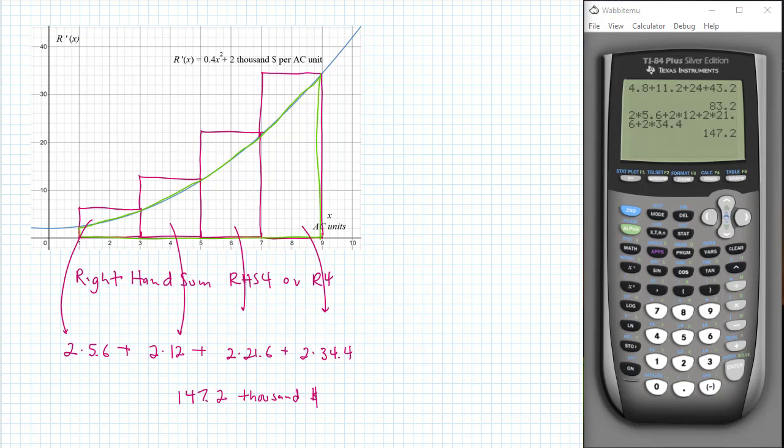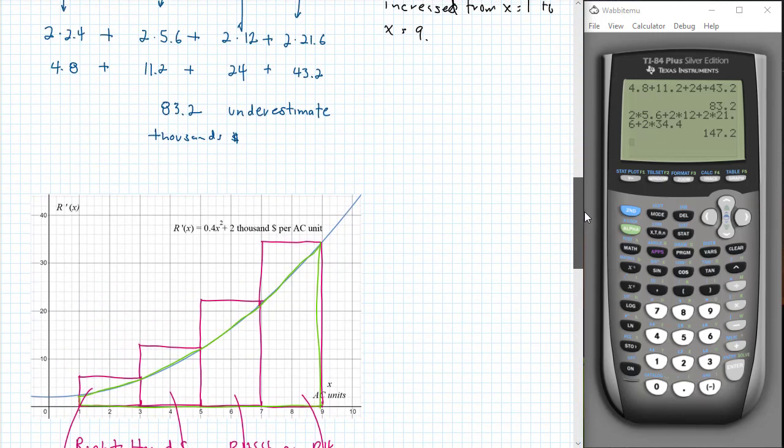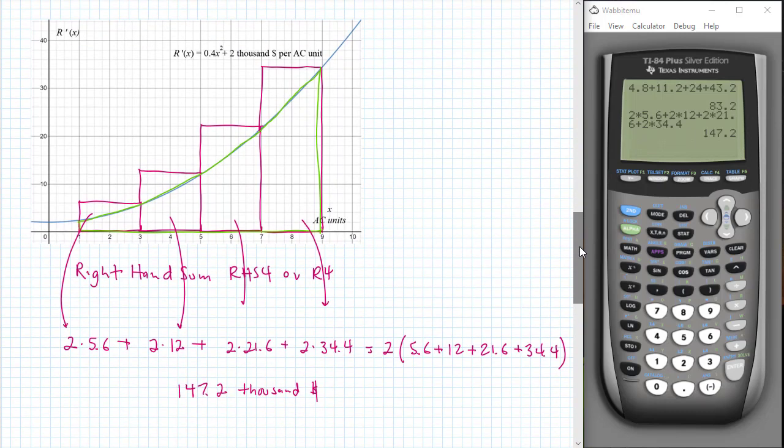Now, one thing to notice, sometimes it's easier to calculate this by factoring out a 2 from each of these, in which case you'd have something like 2 times (5.6 plus 12 plus 21.6 plus 34.4). That'll give you the exact same answer as the other one, but sometimes it's a little bit easier to type into your calculator. So I know that my answer for the exact area has to be between 83.2 and 147.2. So our left-hand sum and our right-hand sum in this case kind of brackets our answer.